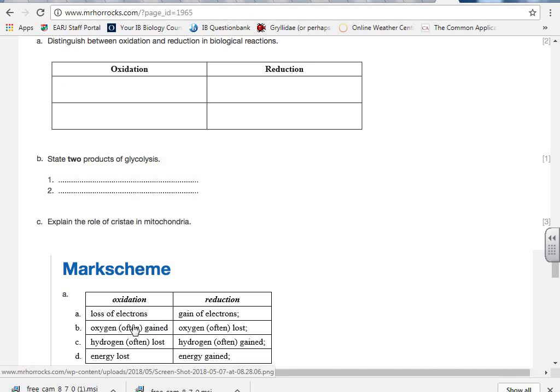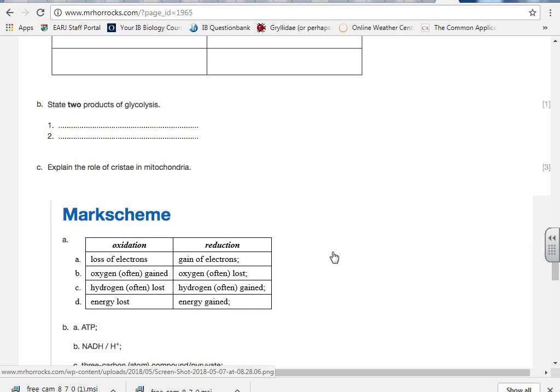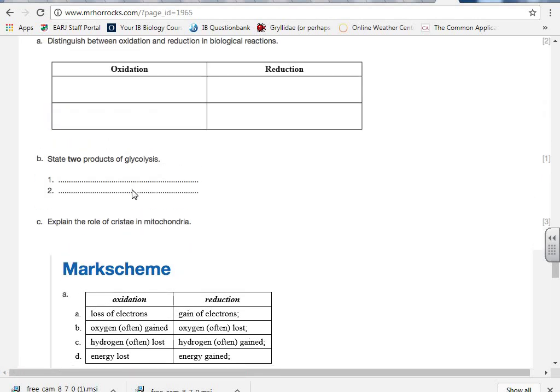Oxidation is when you gain oxygen, you react with oxygen. Reduction, oxygen is often taken away. Hydrogen is the opposite, lost or gained. I would remember OIL RIG. Oxidation is loss, reduction is gain of electrons. It's a nice way to remember.